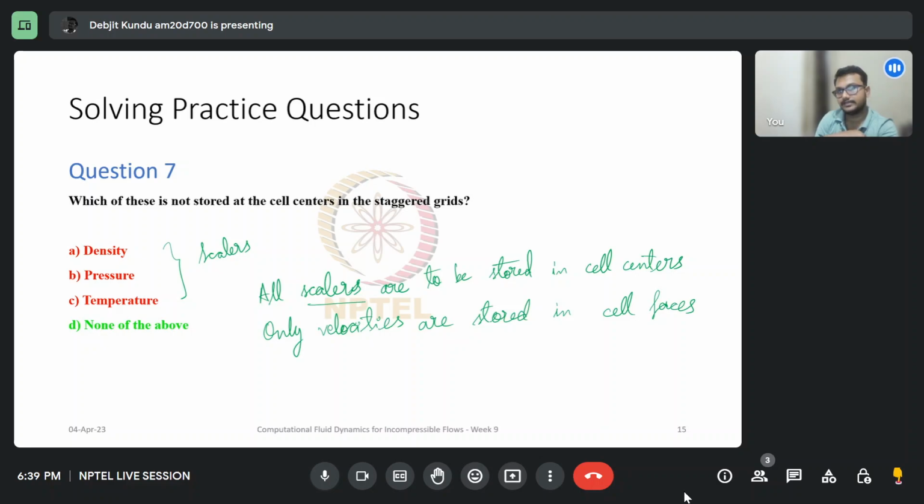So that's why the correct answer to this question would be none of the above, because the question was which of these is not stored at the cell center. Since all of these are stored at the cell center, the correct answer would be none of the above. Okay, simple. So we will move on.